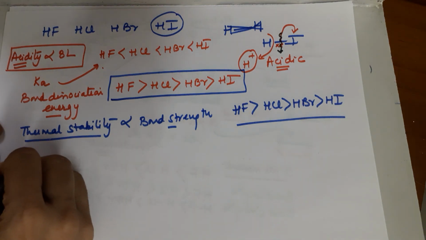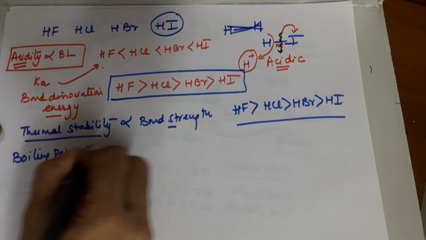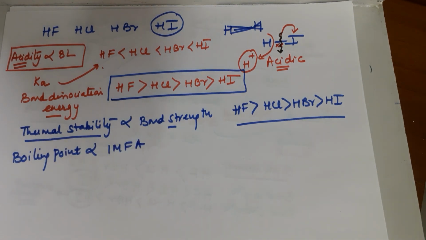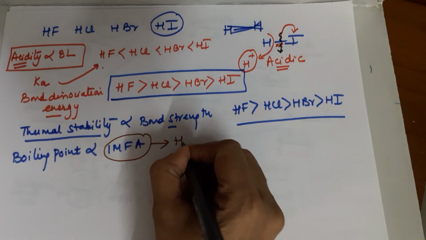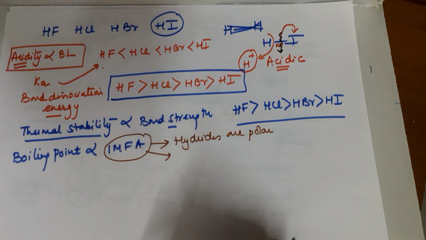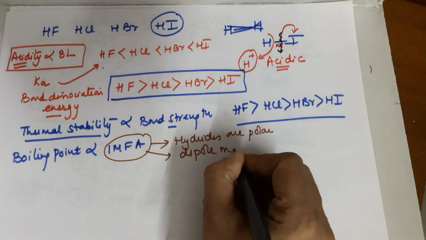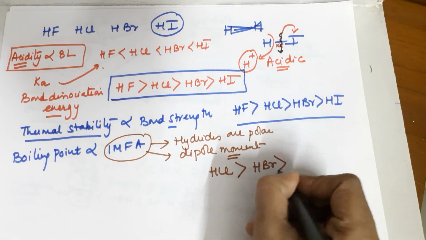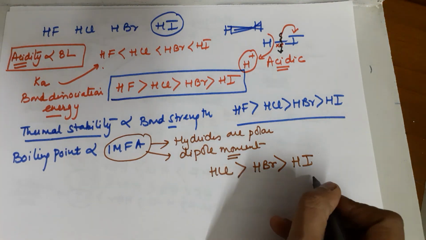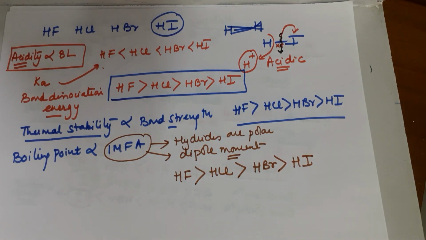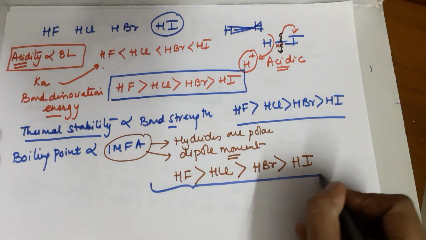Moving on to the last property, which is your boiling point. Now this boiling point is directly proportional to intermolecular force of attraction. Now in the hydrides, since the hydrides are polar, the intermolecular force of attraction has to be dipole moment. On that basis, your HCl has a higher dipole than HBr, higher dipole than HI as already discussed. So the boiling point order should be this. But the problem lies with HF. In case of HF, the boiling point order should be like this. But the issue here is this is not so.